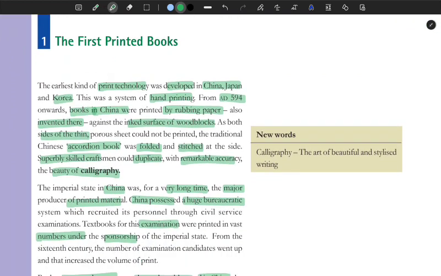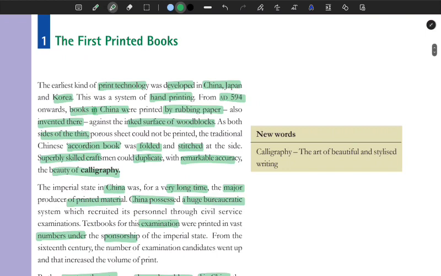When we talk about the first printed books in this chapter, we are not talking about manuscripts or anything like that. We are referring to the first printed books in Asia, Japan, and even Korea. This hand printing system, matlab writing with the help of your hand, was invented in China. They made all sorts of these books. From 594 AD onwards, books in China were printed by rubbing paper, which was also invented there, against the inked surface of wooden blocks, as both sides of the thin, porous sheet could not be printed. The traditional Chinese accordion book was folded and stitched at the side.